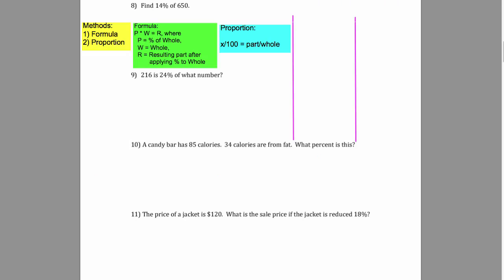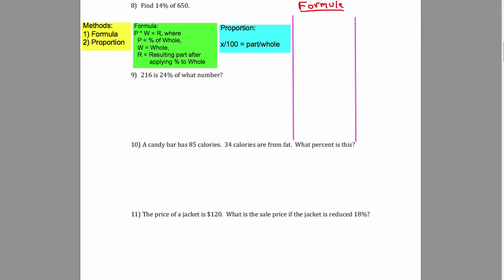Problems 8, 9, 10, and 11 are percent word problems. There are many different variations you'll find on the internet or in textbooks that your instructors use, but they basically fall into 2 methods. The first method being formula and the second method being proportion. We'll do problem number 8 using both methods, but for the remaining problems we'll choose the formula method.